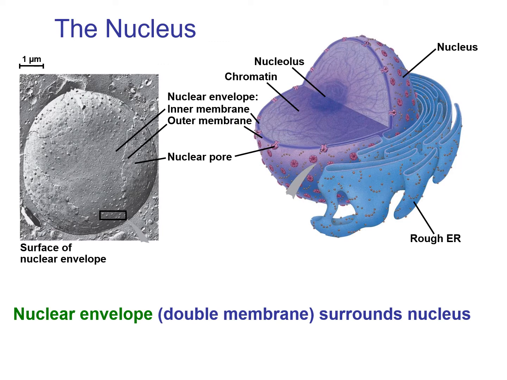The lumen, or space, between the two membranes that make up the nuclear envelope can be seen as this dark purple gap. And it's continuous with the lumen found inside the stacks, or sacs, of the rough ER.